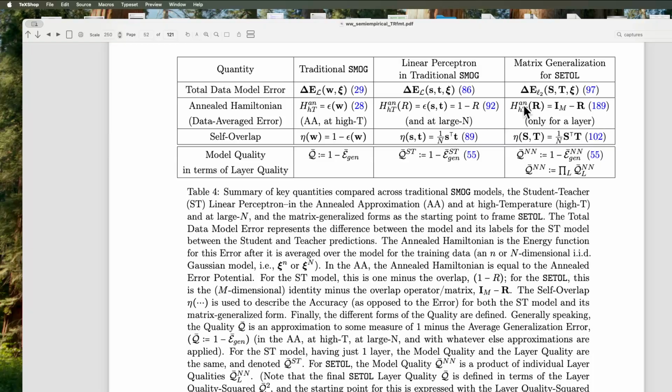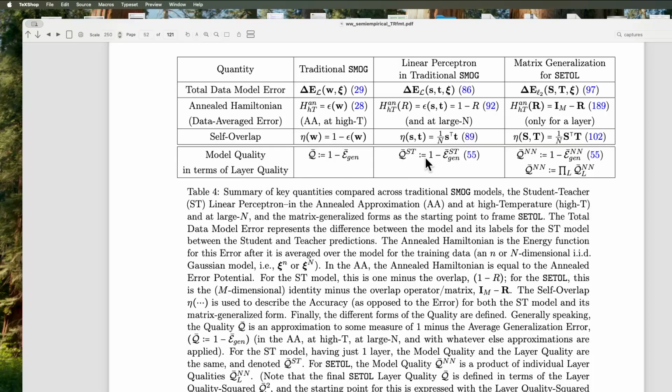For a layer, we can define a layer Hamiltonian, which depends on this overlap matrix, which is the identity matrix over M, where M is, if the matrix is N by M, then we can define the Hamiltonian for a layer. If you want to define a Lagrangian, that would be the Legendre transform of that. The overlap is simply 1 over N times the weight matrices between the student and the teacher.